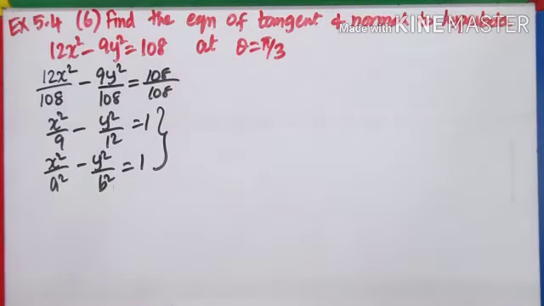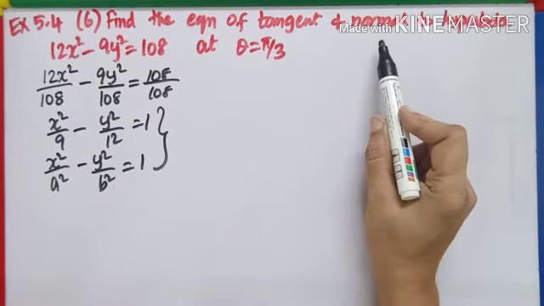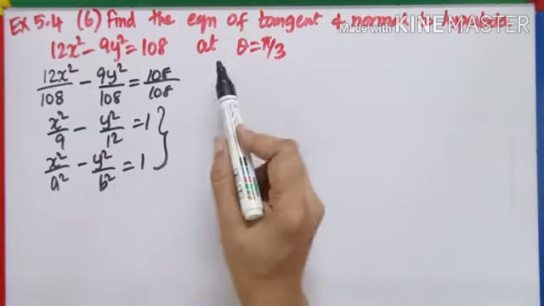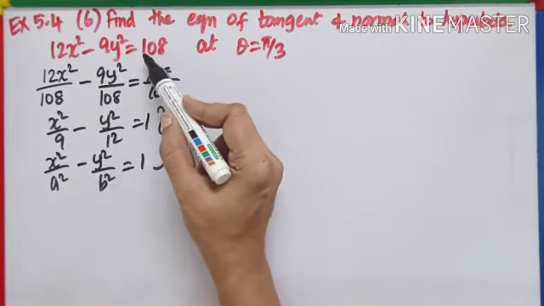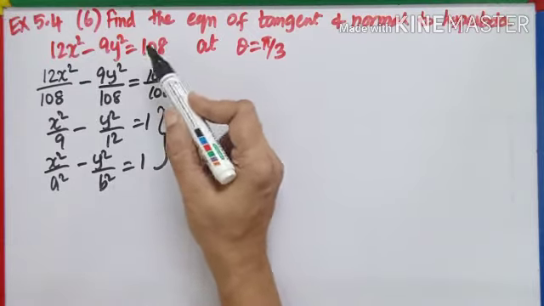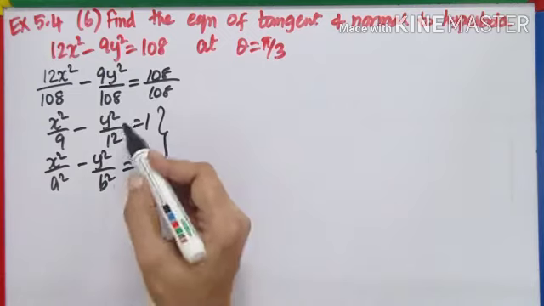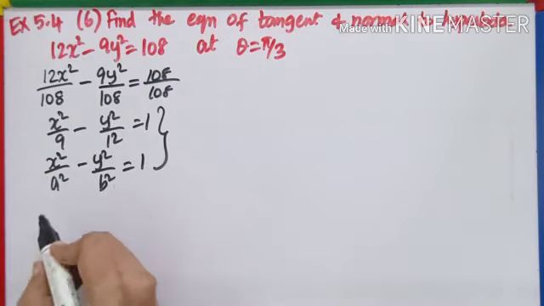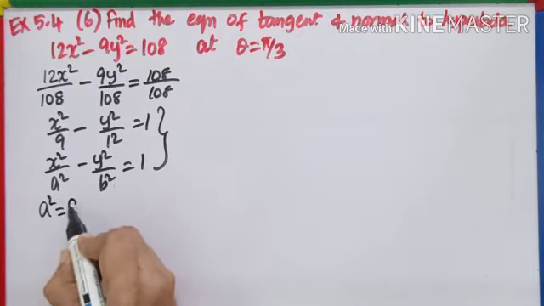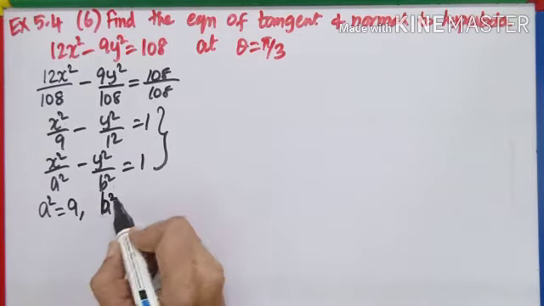Exercise 5.4, question number 6. Find the equation of tangent and normal to the hyperbola at theta equals pi by 3. The hyperbola equation, right hand side must be 1, so divide by 108. Comparing with x square by a square minus y square by b square equal to 1, I get a square is 9 and b square is 12.